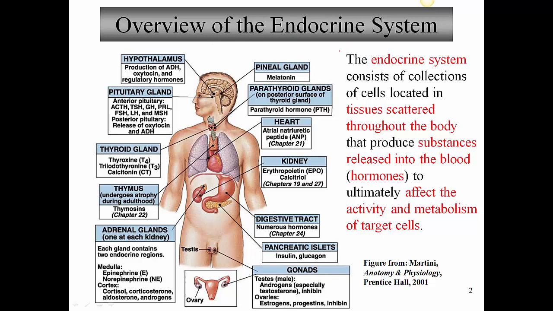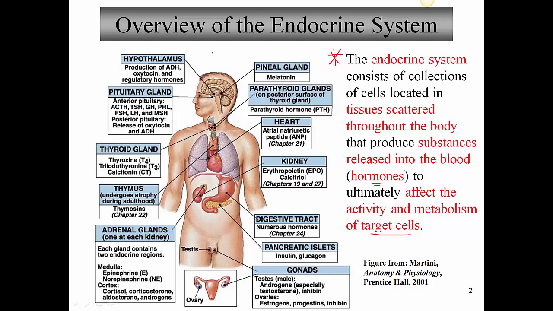And I really like the definition that's on the right side here because this gives you a lot of information about the endocrine system. The endocrine system, as it says, is a collection of cells and tissues scattered throughout the body that produces substances released into the blood. These are the hormones. Ultimately, these affect the activity and the metabolism of target cells. Not every cell in the body, but target cells. And we're going to talk about exactly what makes a cell a target cell a little later.